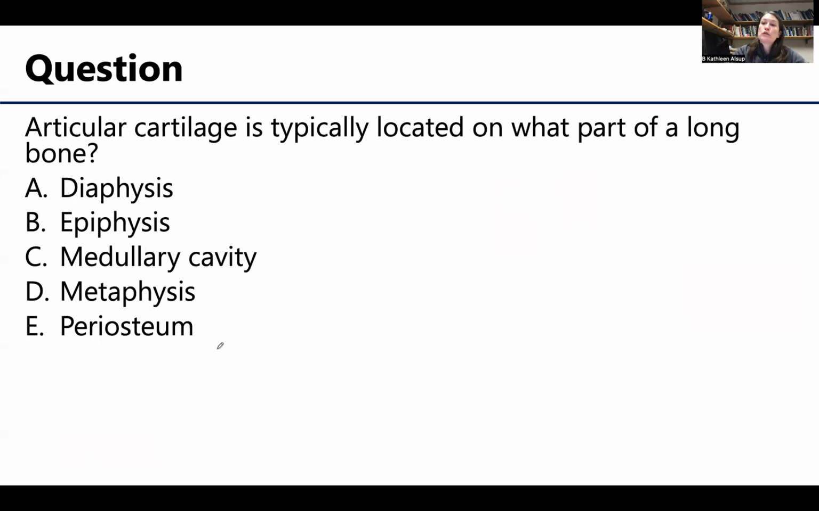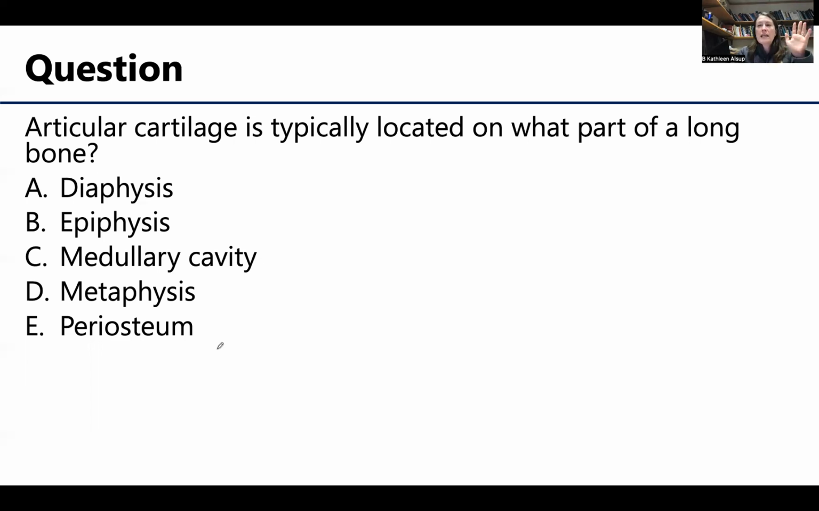All right, excellent. So those are the major parts of a long bone. And so let's take a moment to review with a question. And as always, I want you to pause the video, take time to answer this on your own. And so the question here is, articular cartilage is typically located on what part of a long bone? So pause if needed.